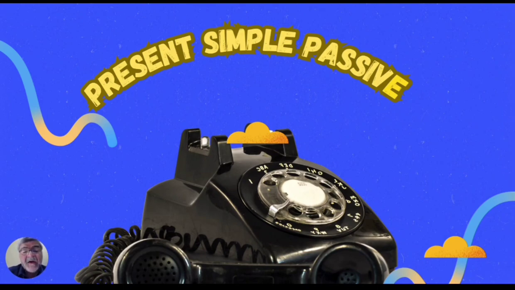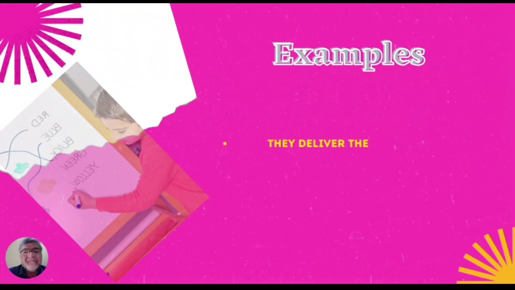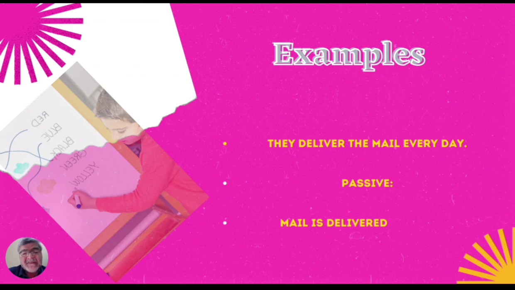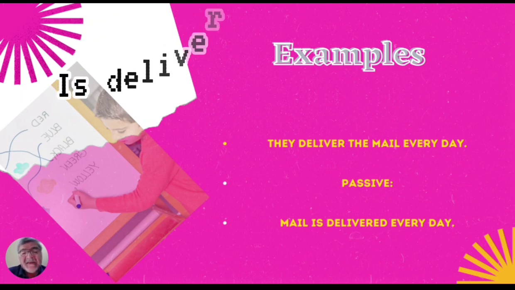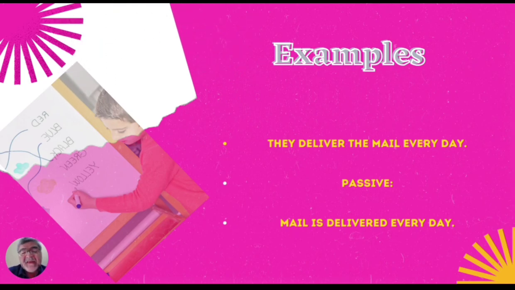Now, how do we do that in the passive form? So let's see an example. For example, in the active form of the sentence, we say they deliver the mail every day. They is the subject of the sentence, but when we make it passive, then we say mail is delivered every day. Is delivered. Mail is delivered every day.